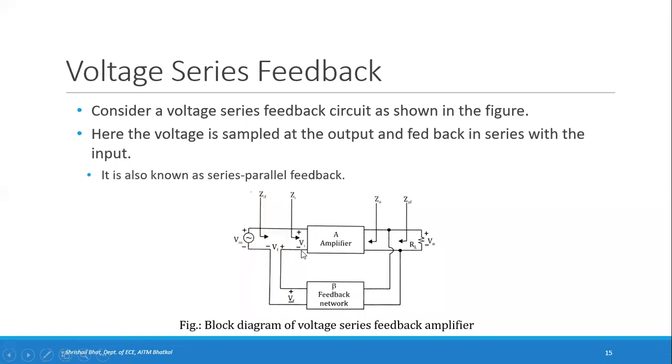So the effective voltage appearing at the input of this amplifier is Vin minus Vf, because here you can see they are in opposite phase. It is Vin minus Vf.